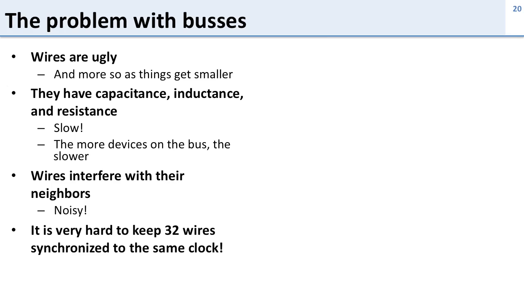So the real problem with buses is it's very hard to keep wires synchronized to the same clock. If I want to have 32 wires to have a 32-bit bus, I need to make sure they're all synchronized to the same clock. And this is difficult. Let's take a look at an example of that.